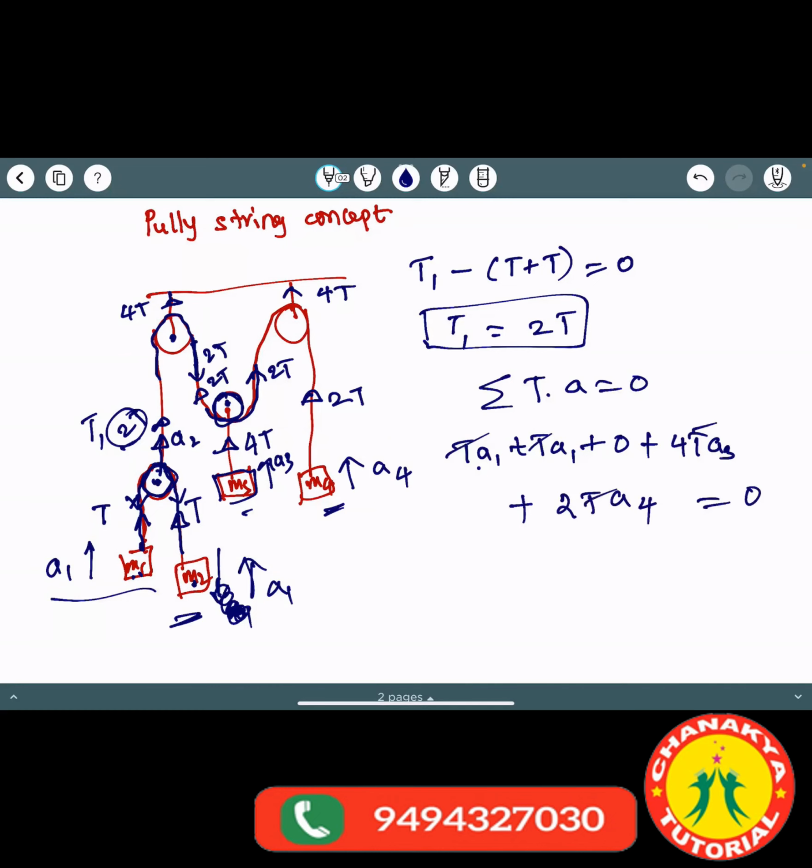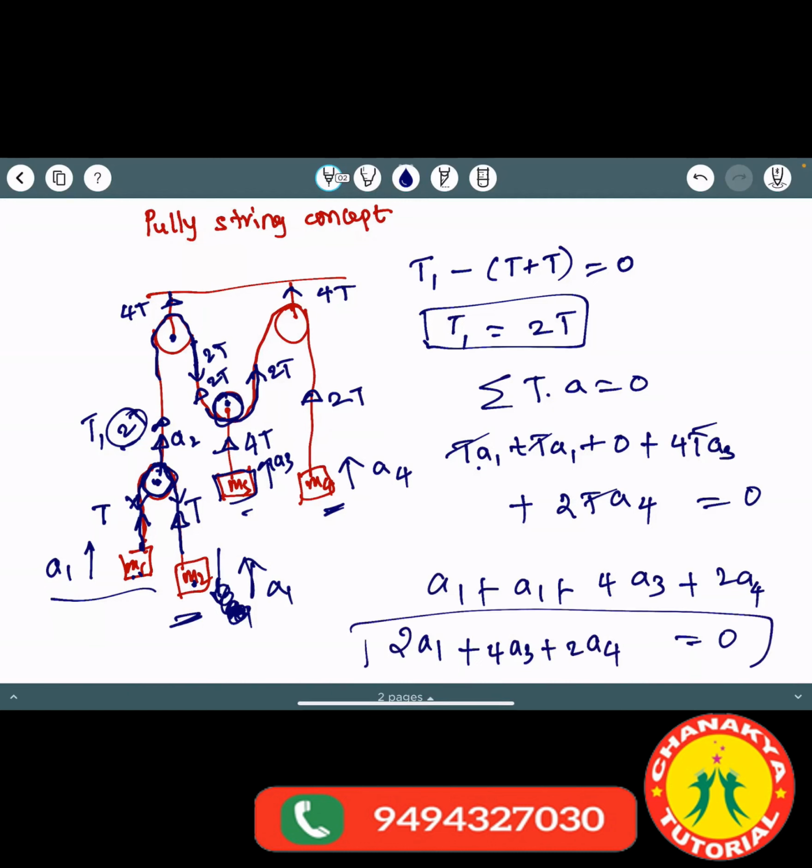So you can say that 2a1 plus 4a3 plus 2a4 equal to 0. Correct, guys? This will be your answer. This is the relation between all of them. Okay?